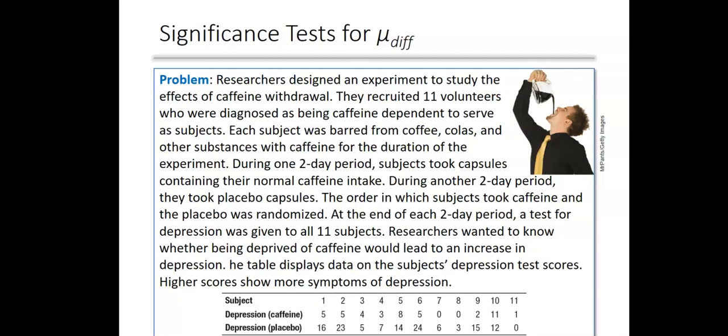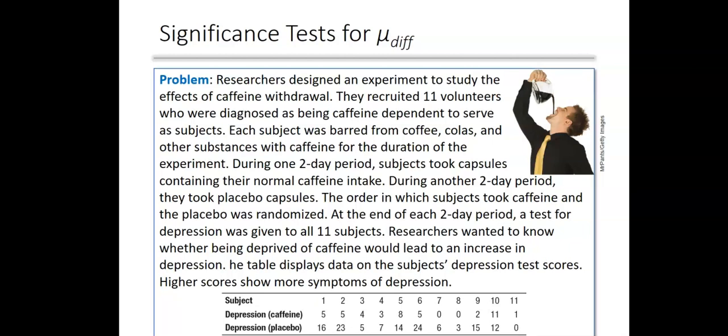It was randomized. The order was randomized, so it was random assignment. Less than 10%. So these 11 subjects are less than 10% of adults who are addicted to caffeine or have caffeine issues. And then you need to check, the n value is only 11.